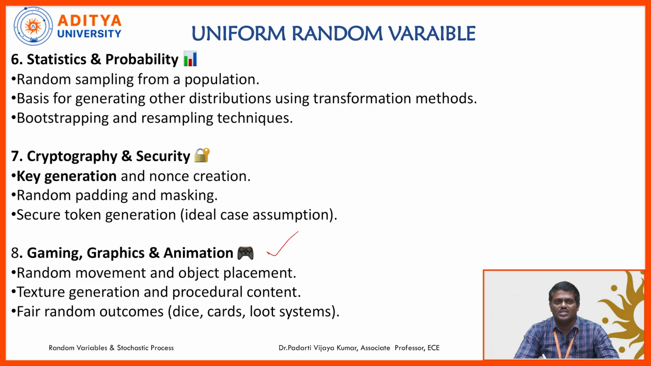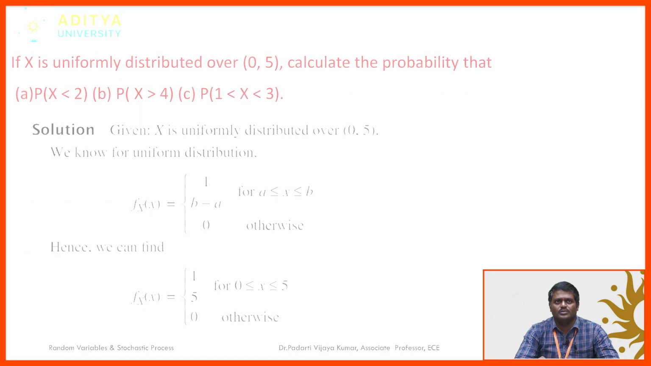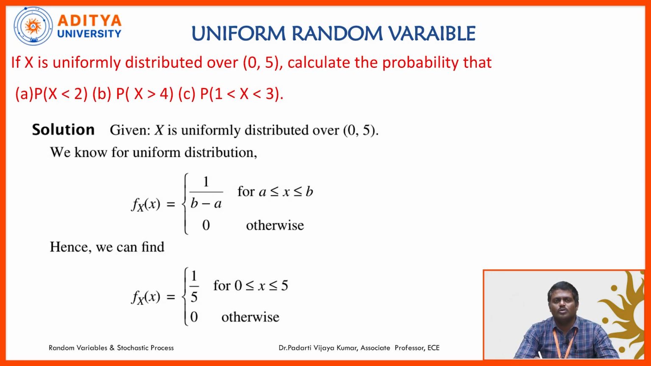In real-time gaming applications we use the uniform random variable for random movement and object placement, texture generation and procedural content, and fair random outcomes such as dice, cards and loot systems. All these apply the concept of uniform random variable. So, let us see the problems related to the uniform random variable.